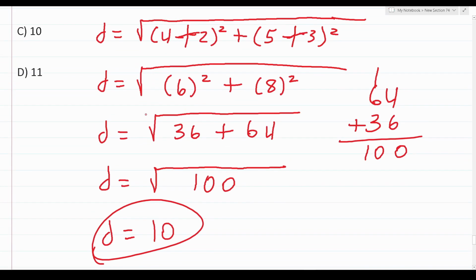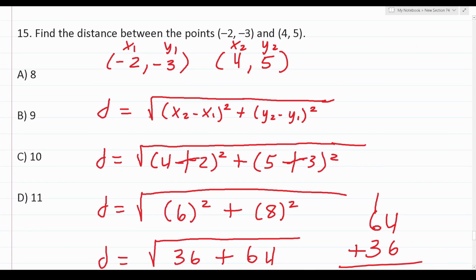All right, so the distance between the points -2, -3, and 4, 5 is 10. And we use the distance formula to figure that out. This formula is on my reference sheet, so it's one I strongly encourage you to memorize. So make sure you know that one.